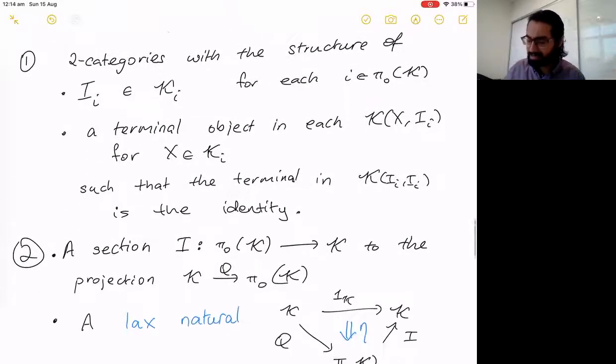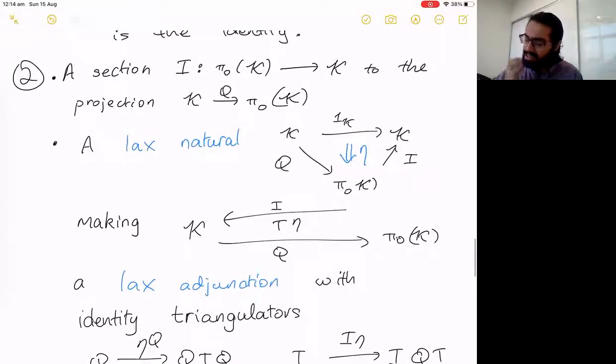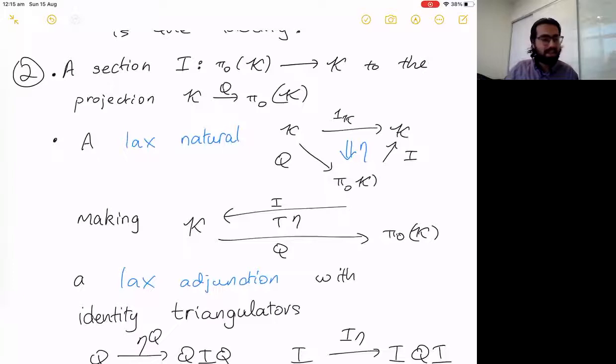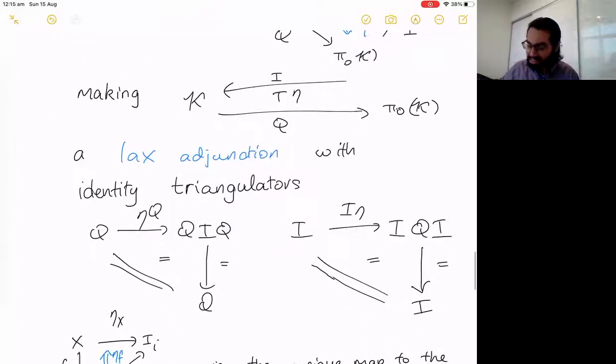Another way to characterize them is via a section to your projection to the connected components, and not an adjunction, so not literally a right adjoint to that, but rather something that kind of looks like a right adjoint. So you still have a 2 functor from pi naught of k back to k. And then as a unit, you now have a lax natural transformation. And here what we will ask for is a lax adjunction with identity triangulators.